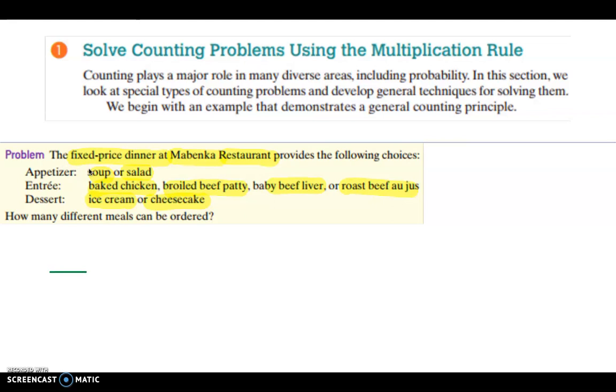I usually, when I'm looking at these, I'll create little slots. I'll just do little lines. Those are supposed to be straight, but we'll go for it. So first choice, we have to select an appetizer. So you got 2 choices. So I'm just going to put in the appetizer column, I got 2 choices. Then you got to select an entree. In the entree, you've got 4 different choices. And then lastly, for dessert, you have 2 different choices. Okay, so now we've identified how many choices we have for each individual category, but the question becomes, how many different meals can you actually order?